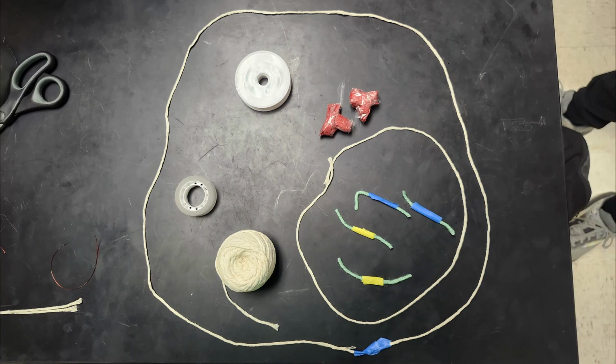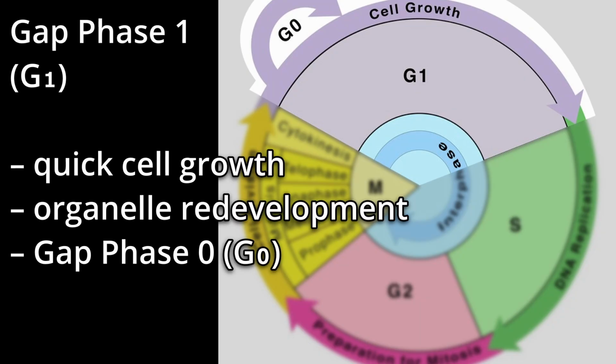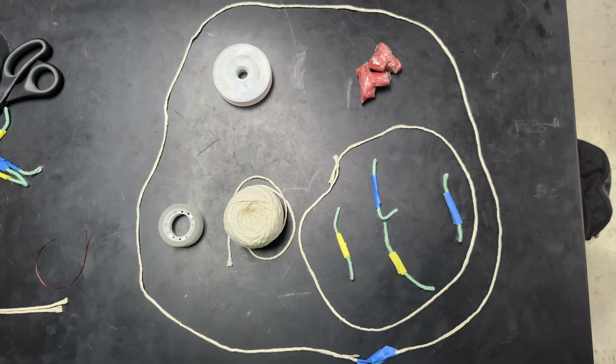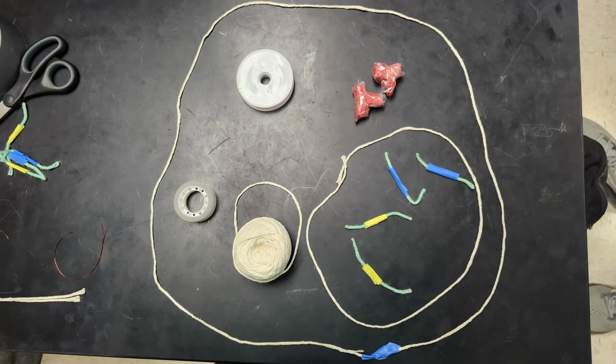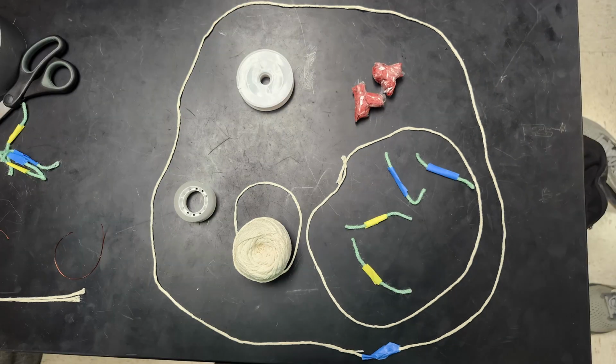Interphase. There are 3 phases to interphase: gap phase 1, the synthesis phase, and gap phase 2. During gap phase 1, the cell grows and produces many proteins and organelles. The cell has just replicated, so it needs to produce organelles like the Golgi apparatus, the endoplasmic reticulum, and ribosomes.